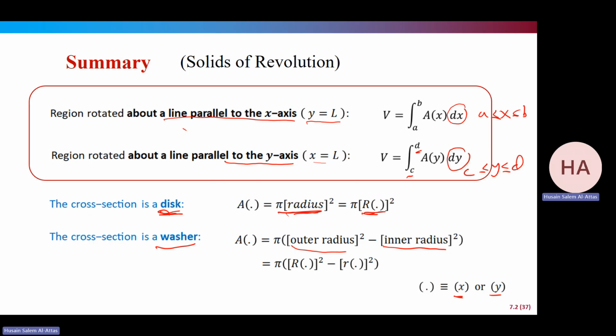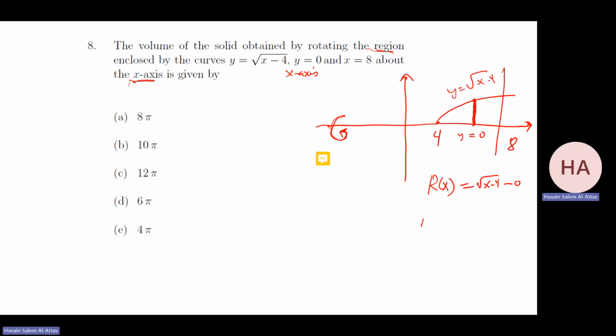Okay, so what will be the area? The area will be pi R square of x, which is pi times x minus 4. And now what is the volume? The volume will be from where to where? I put this strip there, so I have it from 4 until 8. And this is the integral of the area, pi times x minus 4 dx.